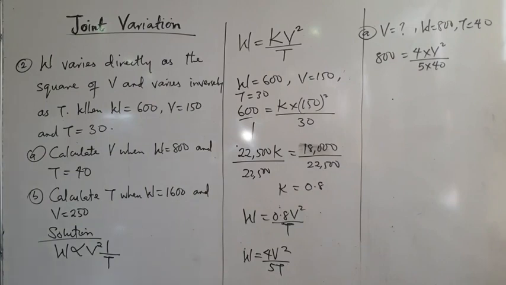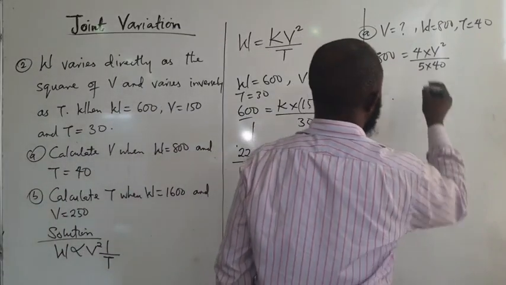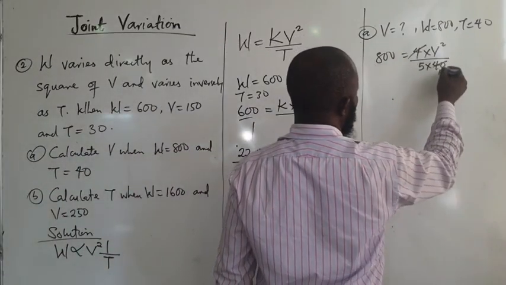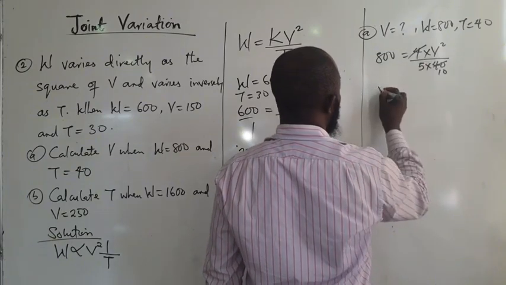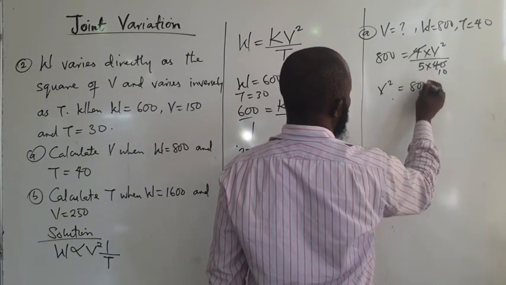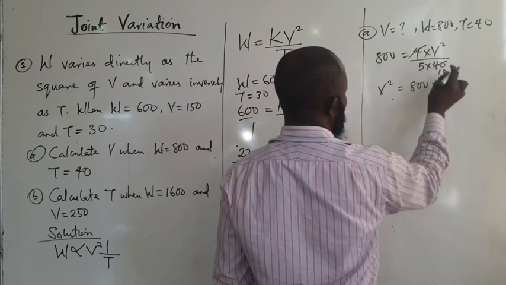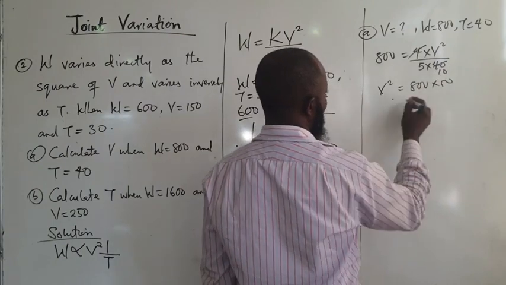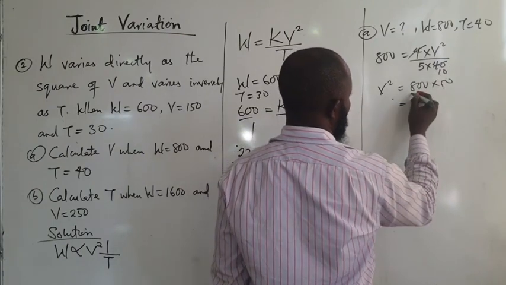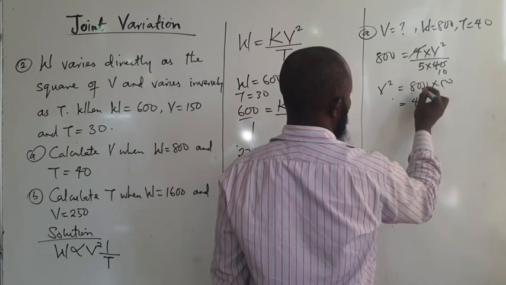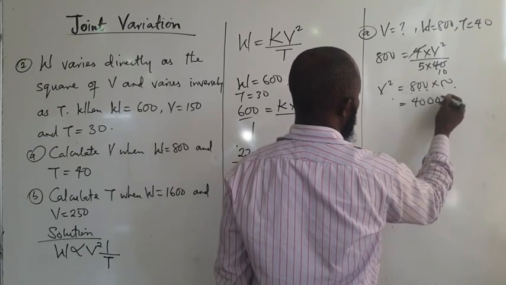So we can then divide. 4 can go here, 4 can go here, 10. So which means V squared equals 800 multiplied by what? 50. 5 times 10, 50. Right. So we can multiply this: 5 times 8 is 40. Then 1, 2, 3. 1, 2, 3.